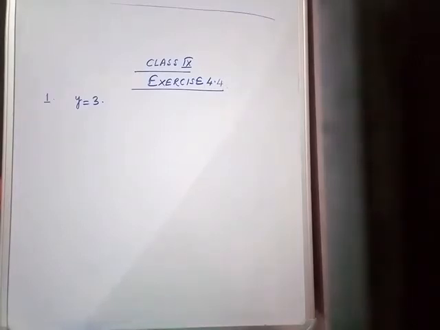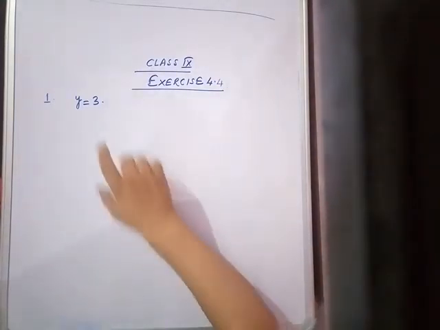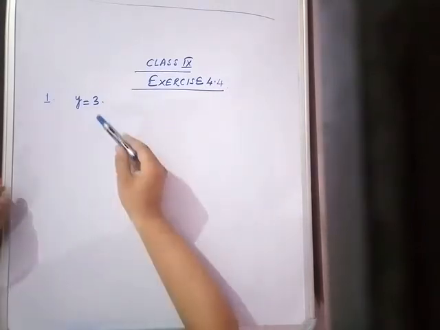Hello student, this is the last exercise of chapter 4 of your class 9. The first question is given: give the geometric representation of y equal to 3 as an equation in one variable and in two variables. So now consider the equation y equal to 3.